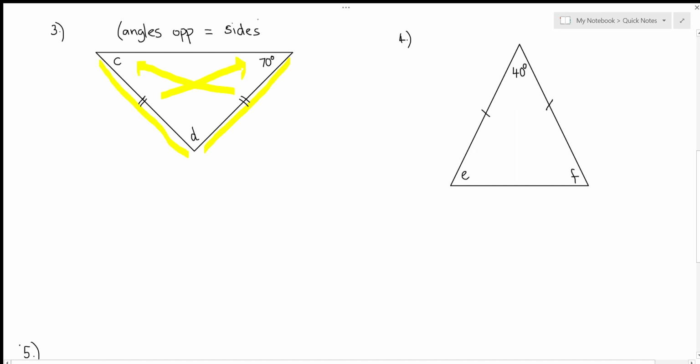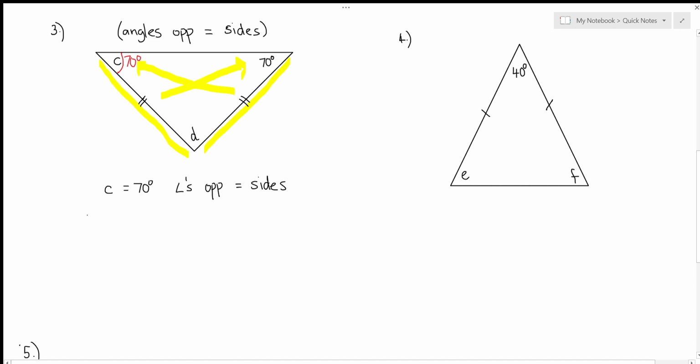So let's have a look at how we're going to solve this. We're going to start by saying C is equal to 70 degrees, angles opposite equal sides. That's the first thing you would say. So I'm going to use a different color and fill in what I've just said. This is 70 degrees.